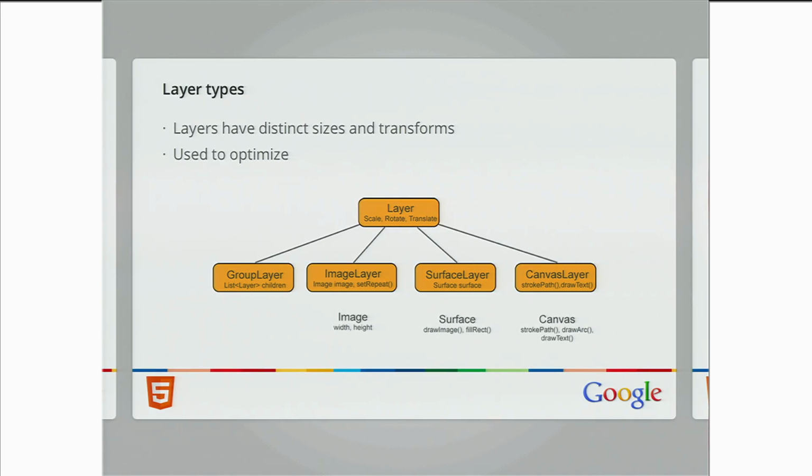So the different layer types we have: we have a layer base class, and then we have group layers, image layers, surface layers, and canvas layers. Group layers are just group nodes. Then the layers that actually do rendering, like image layer, surface layer, and canvas layer, all come with a corresponding object that actually hooks into the rendering itself. So image layer comes with an image that does the rendering. Surface layer comes with a surface that does the rendering, and so on and so forth.